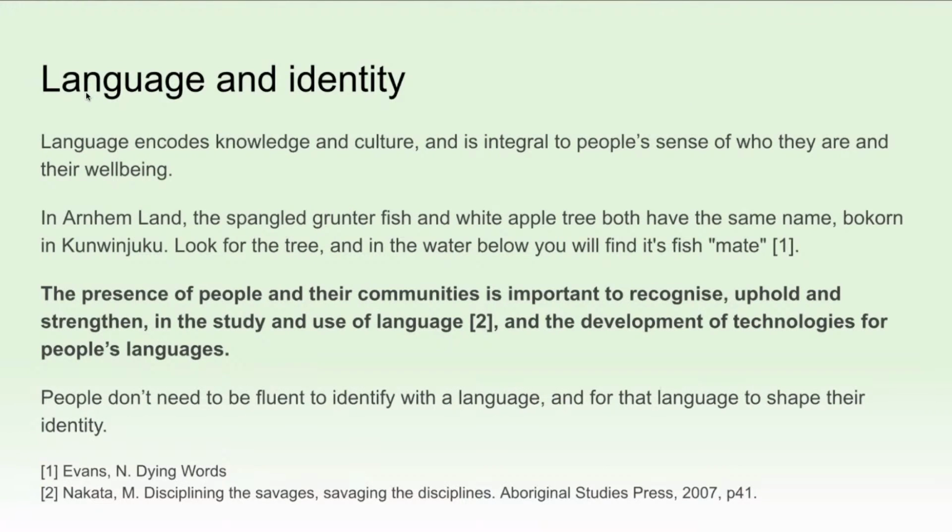So language is important for encoding knowledge. It's significant for people's sense of identity. Who are they? And it's becoming even more realised now that language is significant for people's well-being. If people don't speak or use their language, then it's more likely that they are less well, their sense of well-being is lower. There's a lovely example here of the relationship between language and cultural knowledge, ecological knowledge, from Guniwinku language in Arnhem Land, where the fish and the tree that are co-located have the same name, Bokhorn. If you find this tree in the bush, you know that in the water below it, in the pool, you'll find its fish. So the name encodes the relationship between these entities.